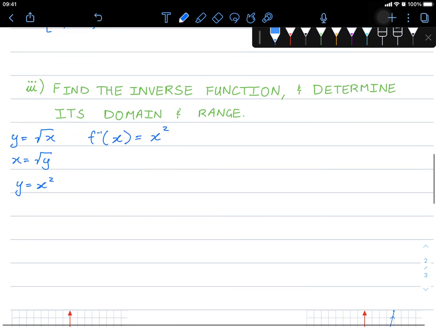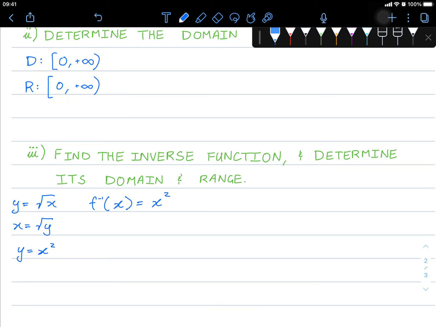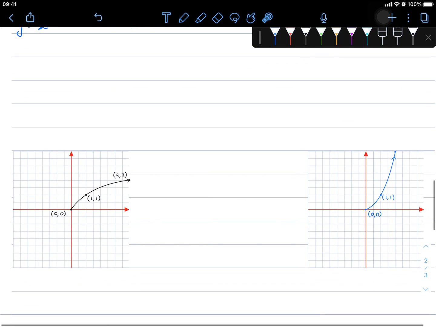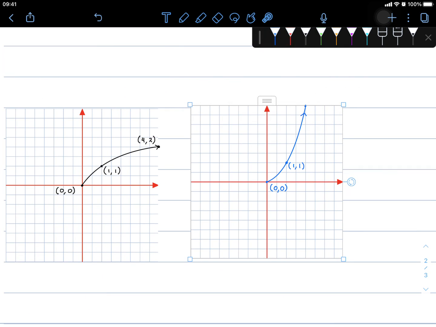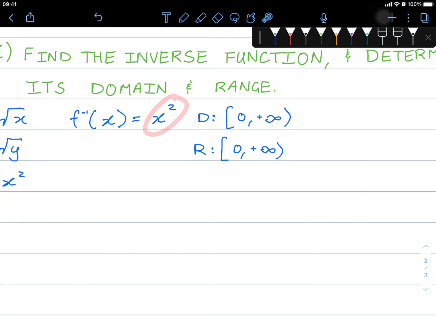Because of that, we can simply switch the domain and range as the domain and range for this inverse function. So the domain of this is 0 to positive infinity, and its range is also from 0 to positive infinity, which looks identical, but what's actually happened is they've switched. And as you can see from the graph of this, notice how it stops at 0, and it doesn't go like this as a normal x squared would.